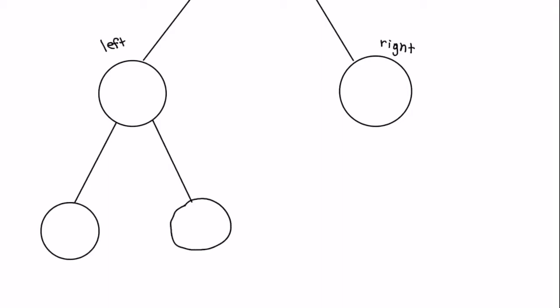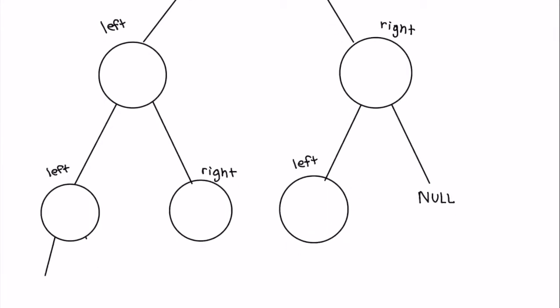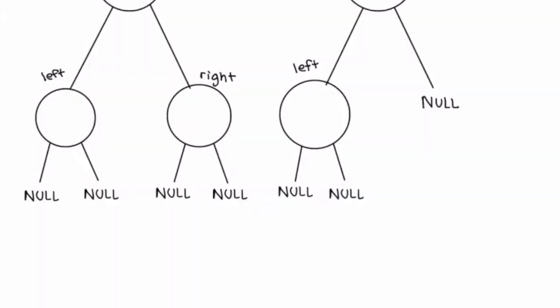Each of these nodes can have their own children nodes, as shown here. Like a linked list, tree structures end when the nodes at the bottom of the tree have null pointers instead of pointers to the next children nodes.